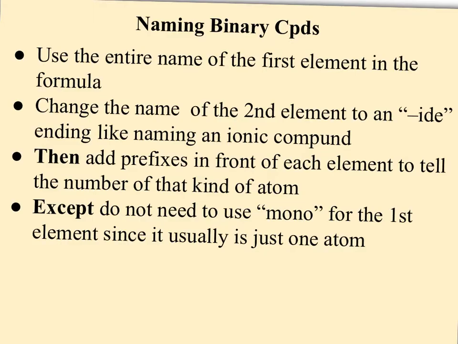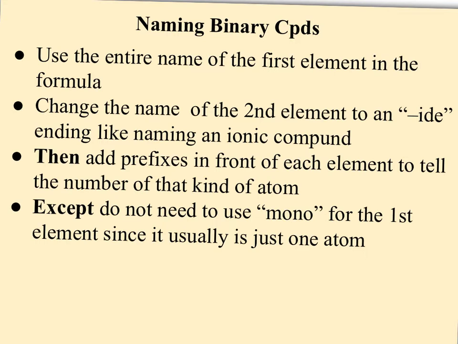To name our binary molecular compounds, you use the entire name of the first element in the formula, just like we did with ionic compounds. We change the name of the second element to an -ide ending, just like we did with the ionic compounds. But now, because we don't use oxidation numbers to determine the ratio, we have to use prefixes to tell the chemist or whoever is using this formula how many of each kind of atom is in the formula.